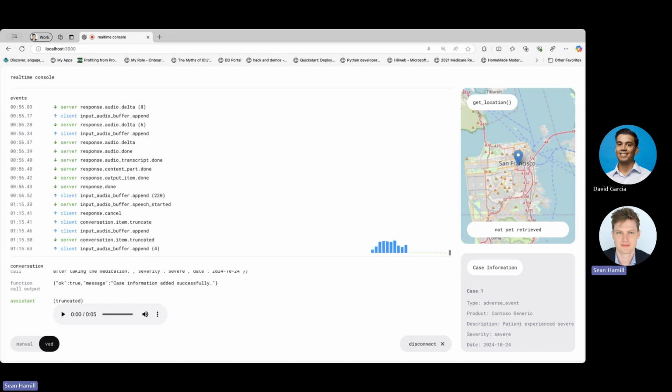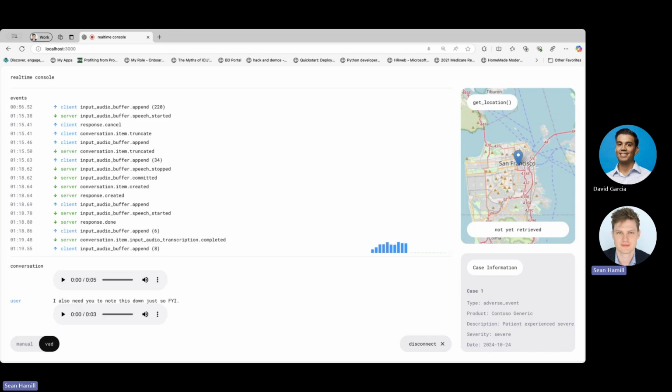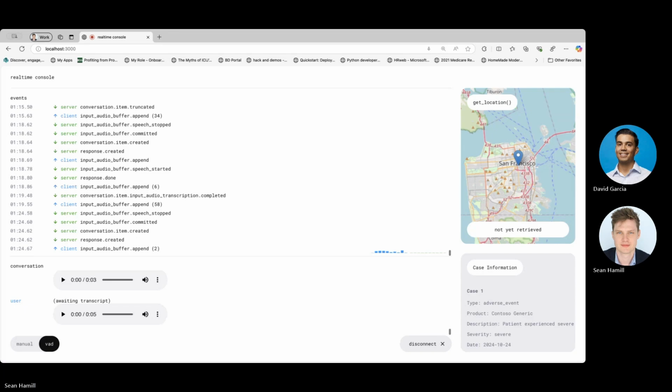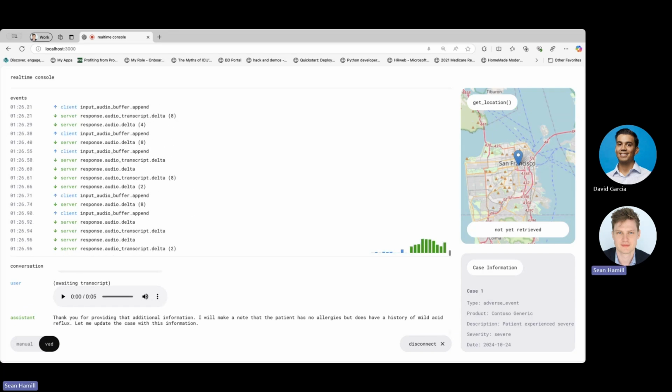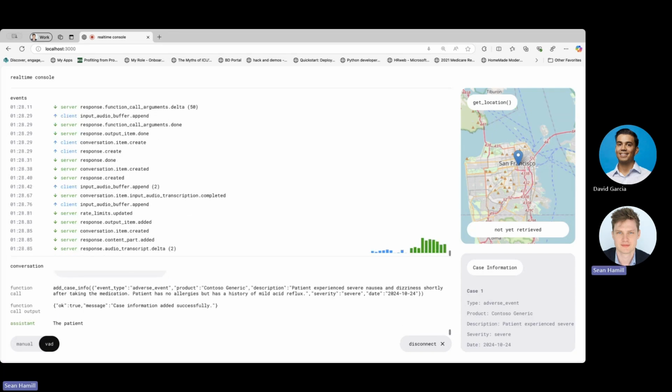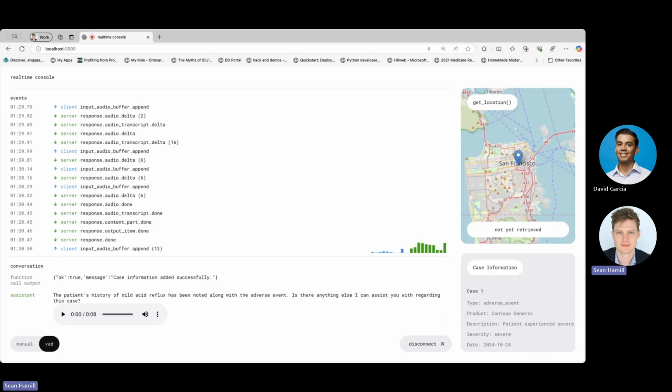I also need you to note this down, just FYI. The patient had no allergies, but they do have a history of mild acid reflux. Thank you for providing that additional information. I will make a note that the patient has no allergies, but does have a history of mild acid reflux. Let me update the case with this information. The patient's history of mild acid reflux has been noted along with the adverse event. Is there anything else I can assist you with?